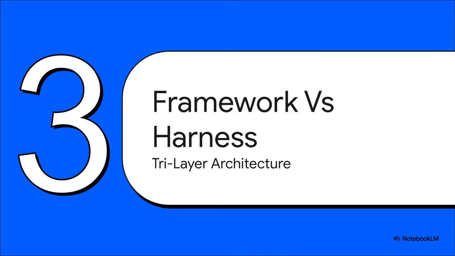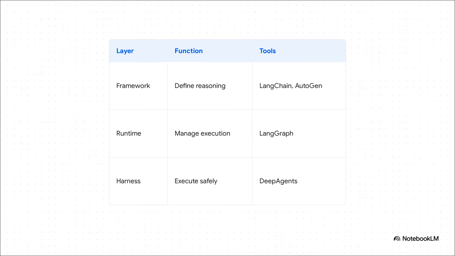Moving right along to Section 3, Framework versus Agent Harness. Let's look at the tri-layer architecture to see exactly where this sits in your software stack. If you're building an AI system today, you are essentially dealing with a tri-layer stack. First up, the framework. Things like LangChain, AutoGen, or CrewAI. Developers use these to configure the agent's logic and routing.